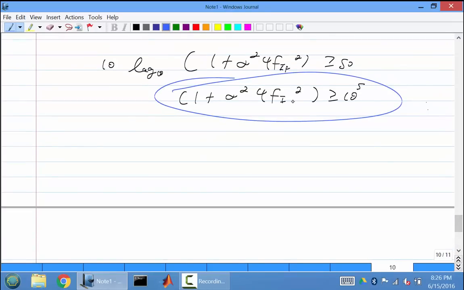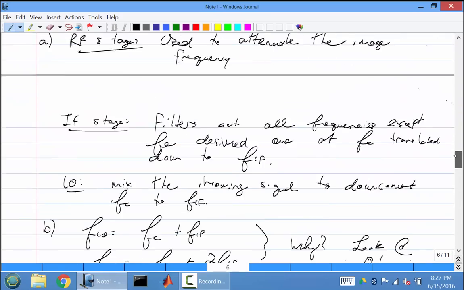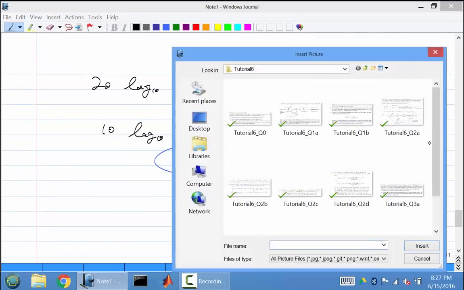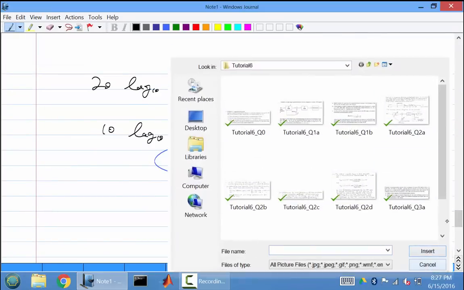Okay, so you have to make sure that for the intermediate frequency and whatever alpha you choose, this inequality is satisfied. So that's what you get. All right, so that is part C. And then is there anything else? Good, I think that's it.